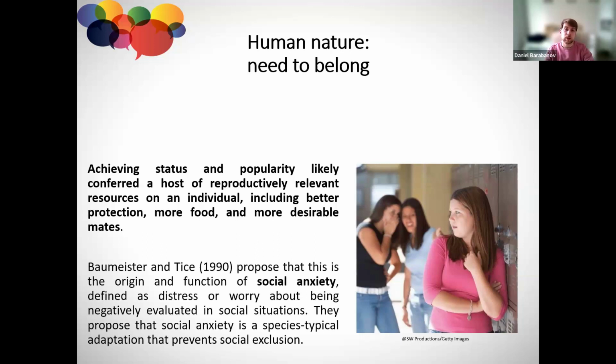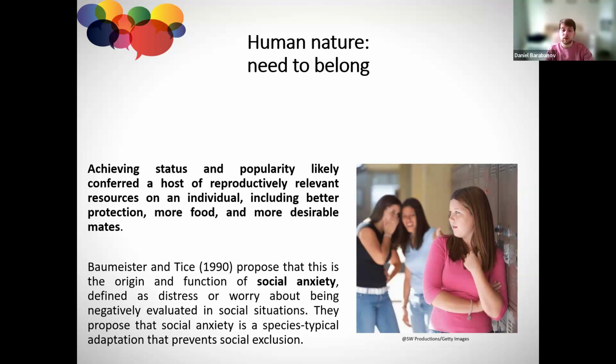On this basis, Roy Baumeister and Diana Tice proposed a hypothesis that social anxiety might originate as an evolutionary adaptation. So our ancient ancestors experienced social anxiety, and it was adaptive because if you feel that you're going down in the social hierarchy and the group accepts you less, you should be afraid, you should feel anxiety, and you should do something extremely fast, because your whole survival and reproduction depends on that.